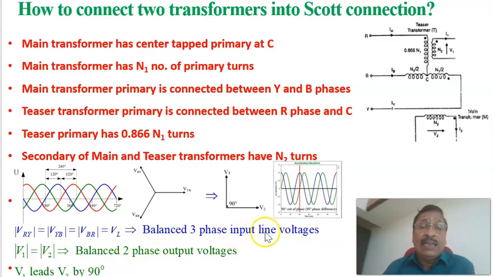That is called a balanced three-phase input voltage, because the magnitudes of the line voltages are equal and they are 120 degrees apart. On the output side, the magnitudes of V1 and V2 are equal, and they are balanced two-phase voltages. Of course, the phase angle between V1 and V2 equals 90 degrees, or V1 is leading V2 by 90 degrees.